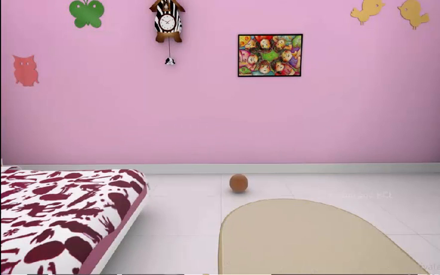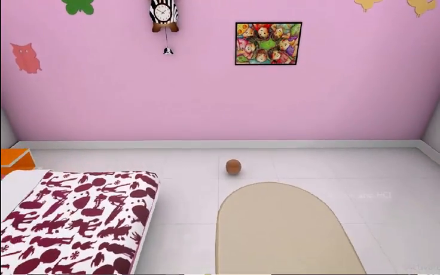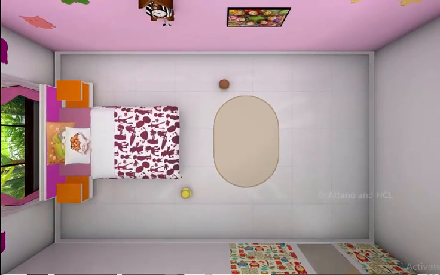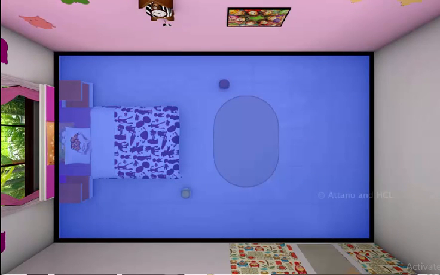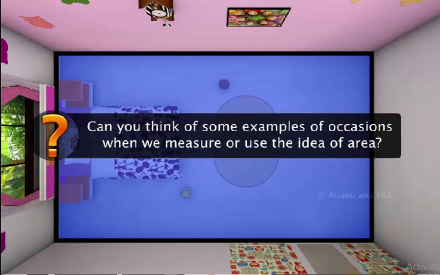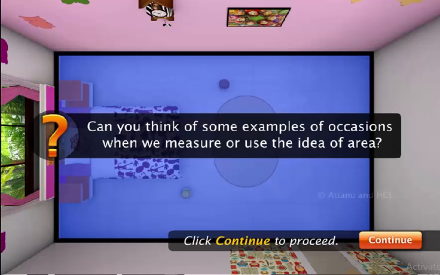Area is the amount of space on a given flat surface. We need to find the amount of space on this rectangular floor. So in other words, we need to find its area. Can you think of some examples of times when we measure or use the idea of area?